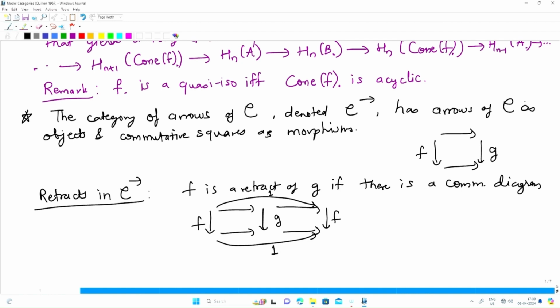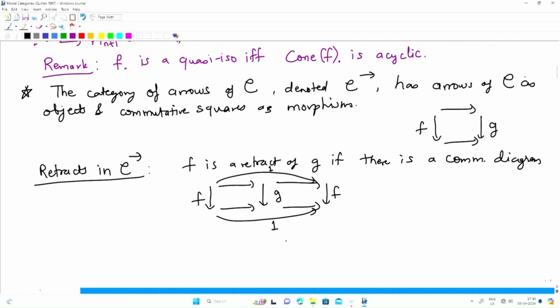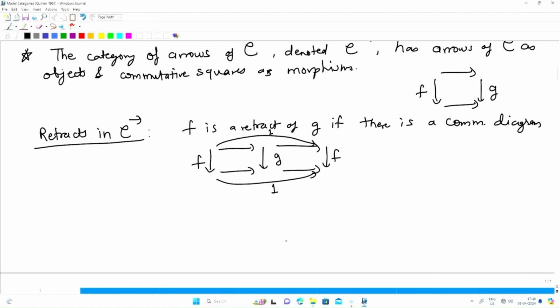So that's exactly the same definition as in topology. So F is a retract of G. Then there are two other properties we will need. One is functorial factorization. This is motivated by our standard image factorization.